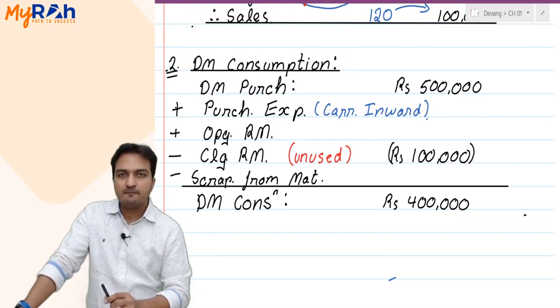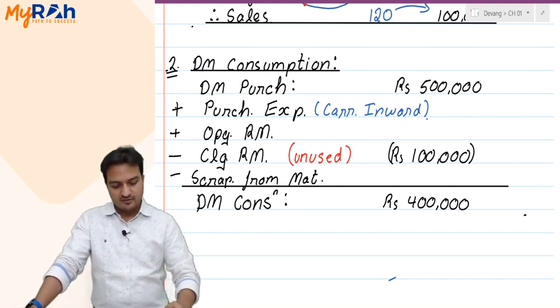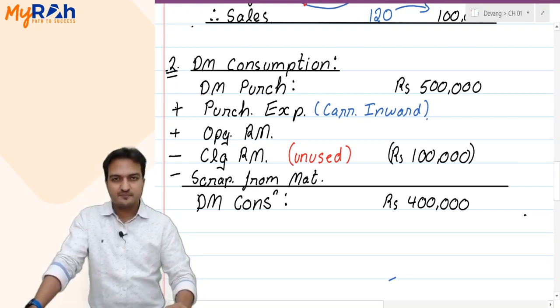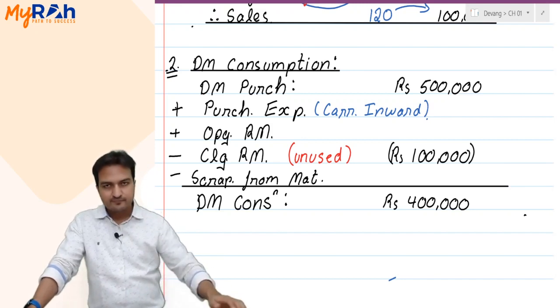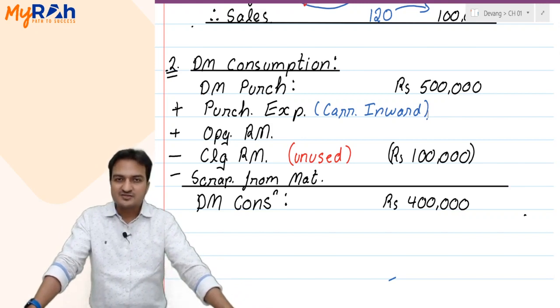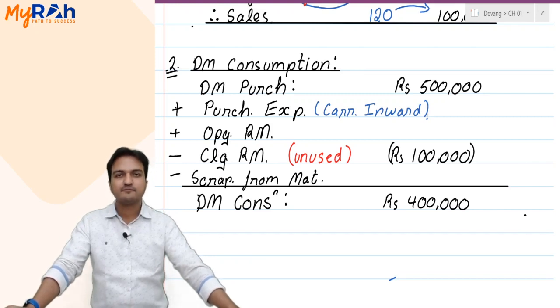The direct materials mentioned in the cost sheet must be direct materials consumed, not direct material purchased. Second point.